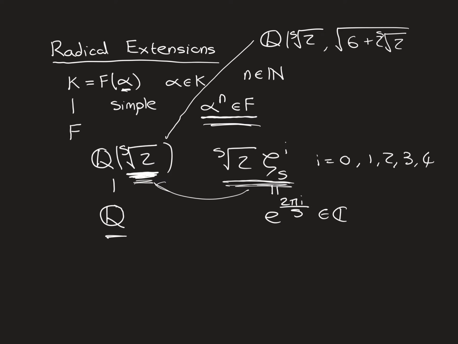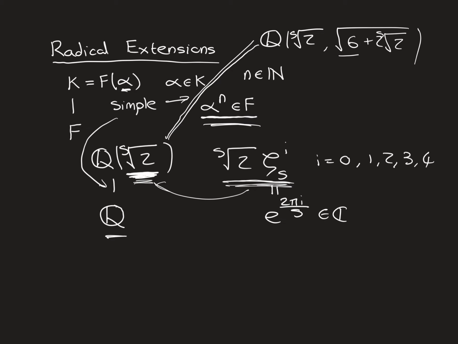So take 6 plus 2 times the 5th root of 2, and I just made this up, and then take the square root of that, and then adjoin that on. So the extension going from Q adjoin the 5th root of 2 up to Q adjoin the 5th root of 2 adjoin the square root of 6 plus 2 times the 5th root of 2. This again is a simple radical extension. So this one is a simple radical extension and this one is a simple radical extension.